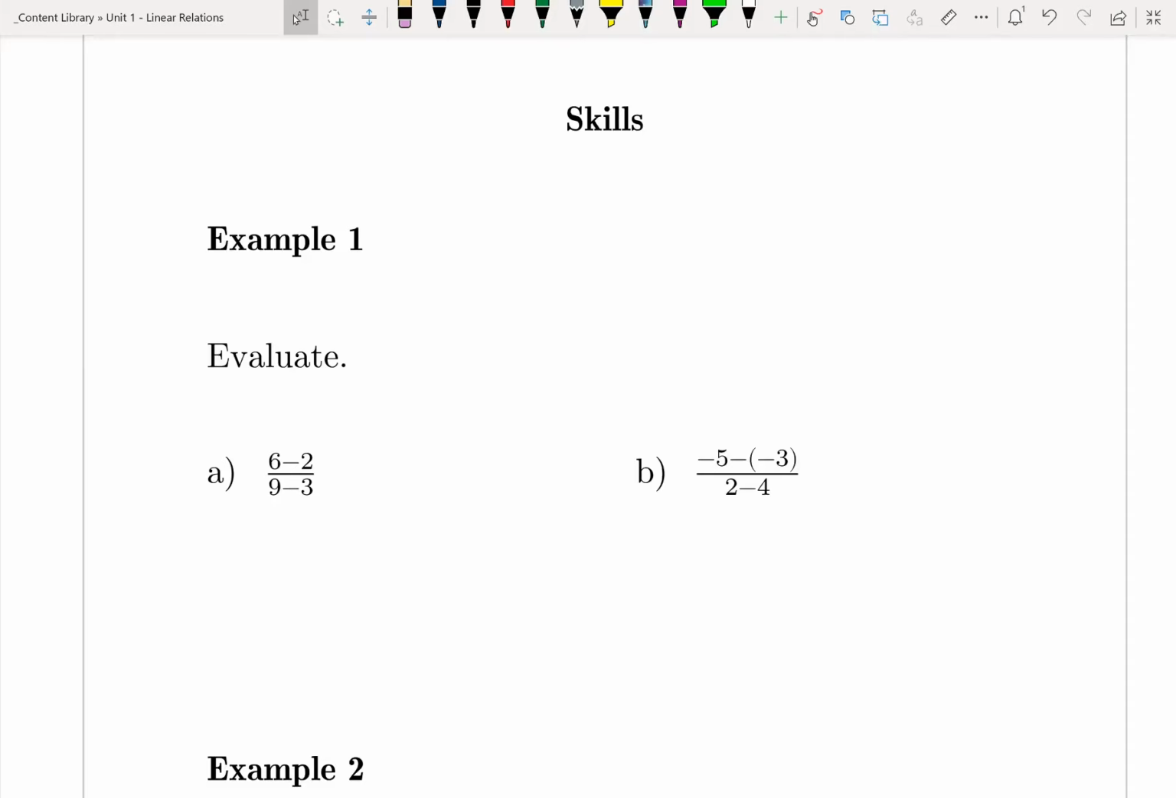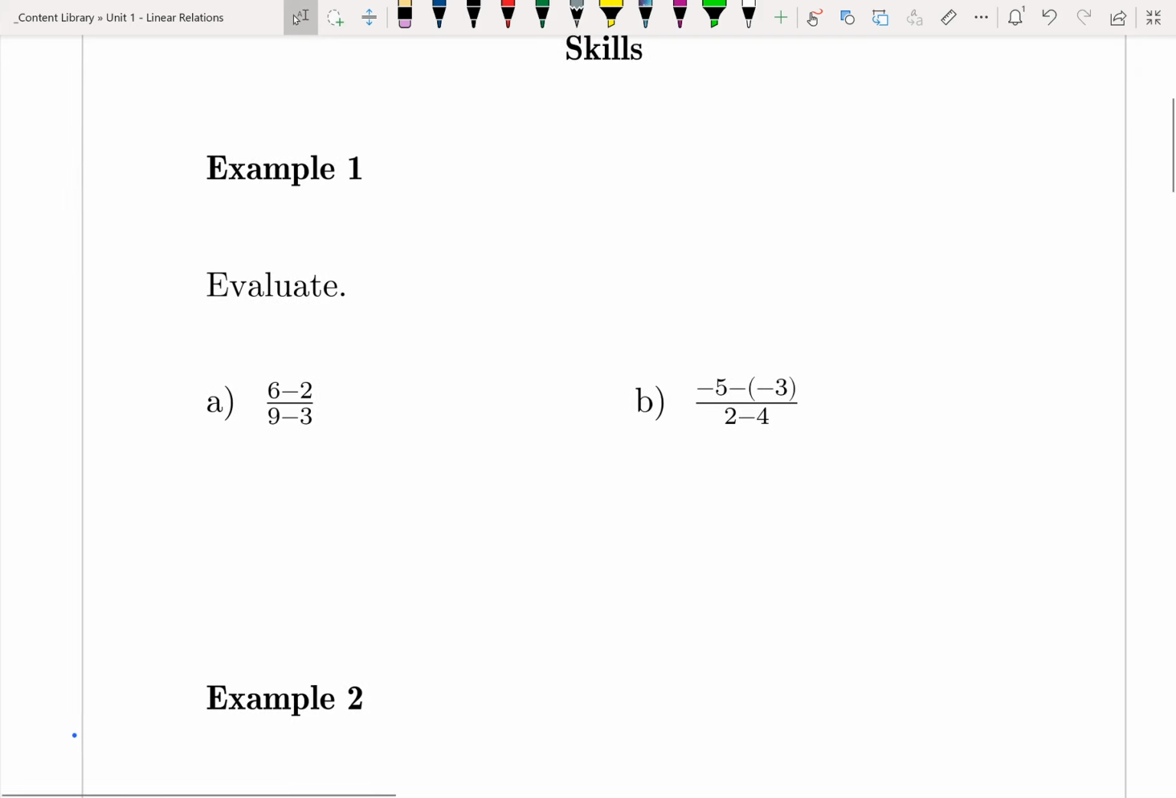In today's note, we're going to be looking at a review of skills that we should remember from grade 9 and that are going to be useful as we go through this course. So in example 1, we want to evaluate. And when we see the word evaluate, what this is basically telling us is that we want to solve the following expression or equation. So in this case, I have 6 minus 2 divided by 9 minus 3.